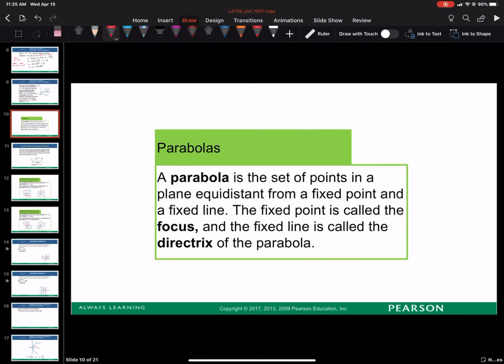So let's look at parabolas. It says a parabola is a set of points in a plane equidistant from a fixed point and a fixed line. The fixed point is called the focus, and the fixed line is called the directrix of the parabola. So when we do these, we're gonna have to put all these different things together. So let's look at this.